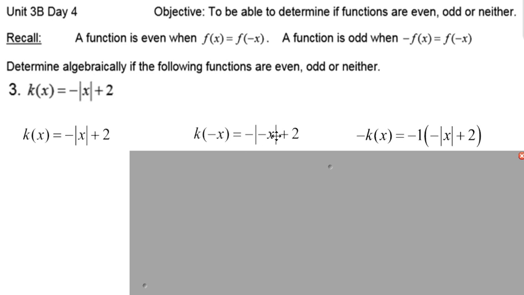So we're taking the opposite of our inputs. We've got the absolute value of negative x, which is measuring the distance of x. And here we're taking the opposite of our outputs.